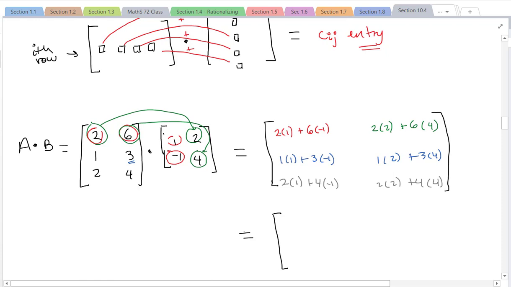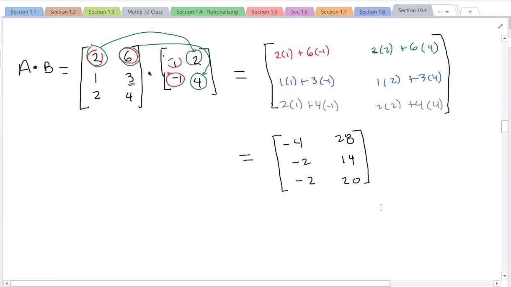So 2 times 1, so that's 2 minus 6, which is negative 4. And 2 times 2 here is 4, plus 6 times 4 is 24, so 24 plus 4 is 28. And 1 minus 3, that's negative 2. 2 plus 12 is 14. 2 minus 4, so that's negative 2. And then 2 times 2 is 4. 4 times 4 is 16, so 4 plus 16 is 20. And so this will be the matrix A times B.